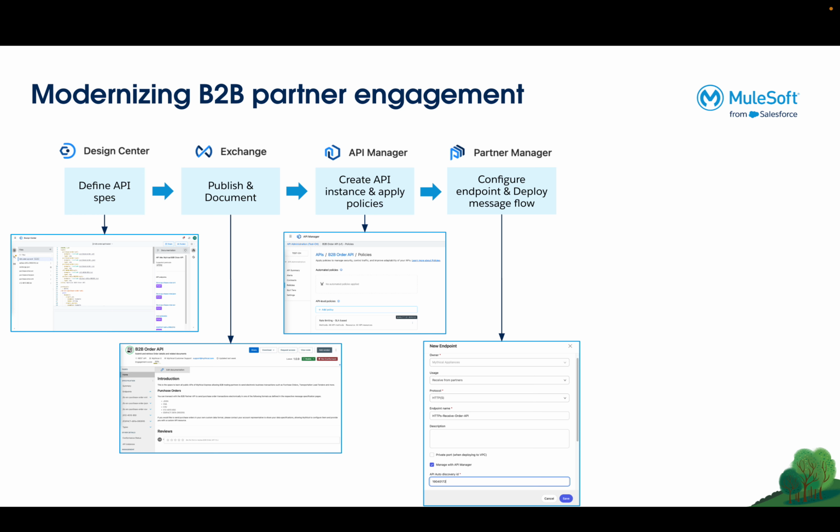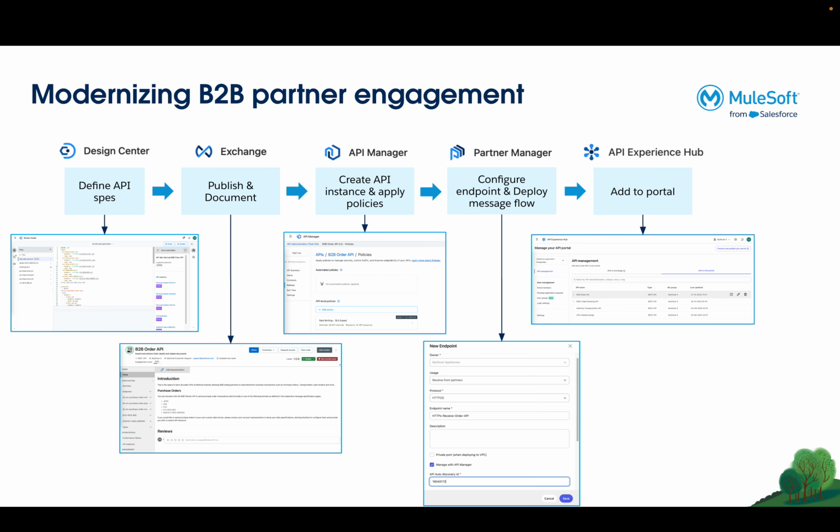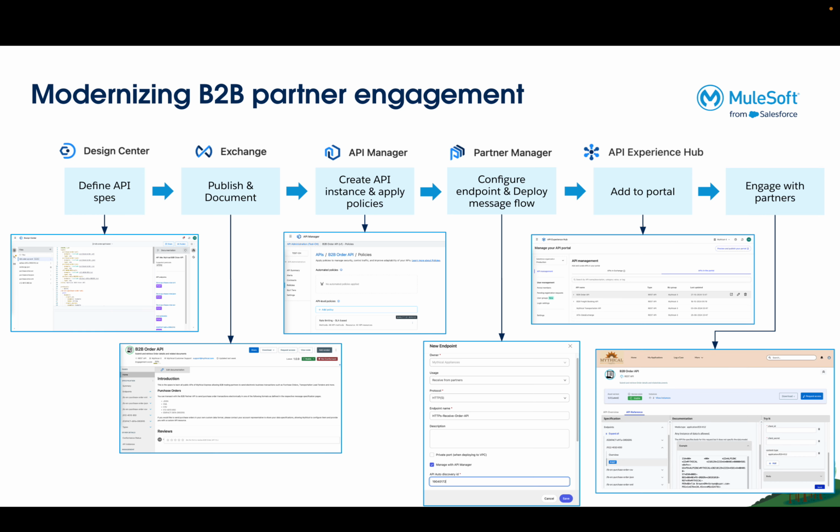Once the application is deployed in Partner Manager using the endpoint configured to use an API management instance, you can add that API to your public portal from Experience Hub. Now the spec is available for your partners to collaborate with on the public domain. Mythical Appliances has their MuleSoft environment already set with these foundational configurations, with their Partner Manager endpoint connected to an API instance.